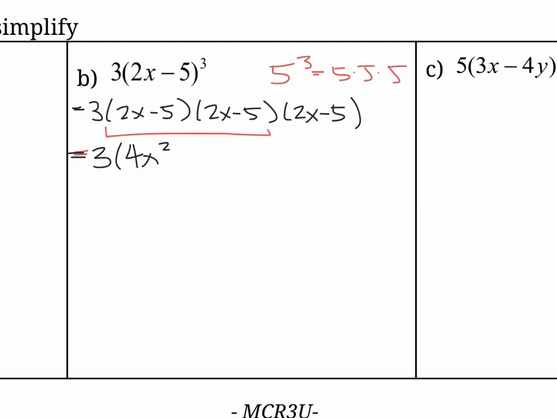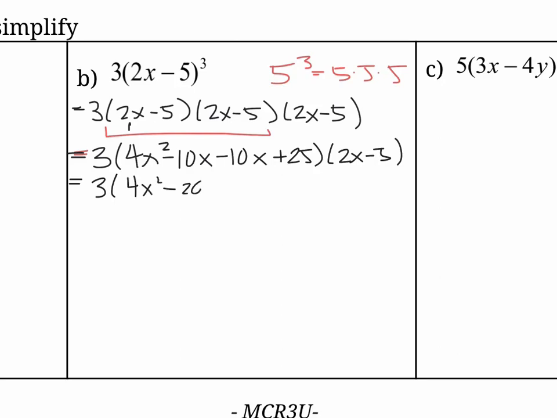and then we have 2x times negative 5 is going to be negative 10x, negative 5 times 2x is going to be negative 10x. And then negative 5 times negative 5 is positive 25, not to forget this 2x minus 5. So let's simplify this bit here. So we have 4x squared minus 20x plus 25, all times 2x minus 5.